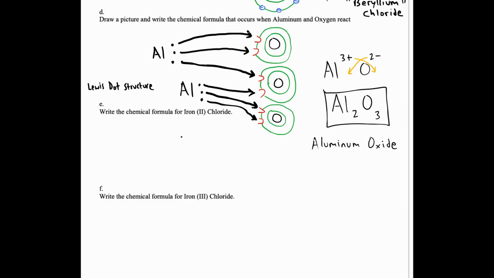The Roman numeral 2 means that this is the Fe2+ type, where this one down below is going to be Fe3+. And if you're 2+, that means you donated 2 electrons. Whereas Fe3+ will donate 3 electrons.